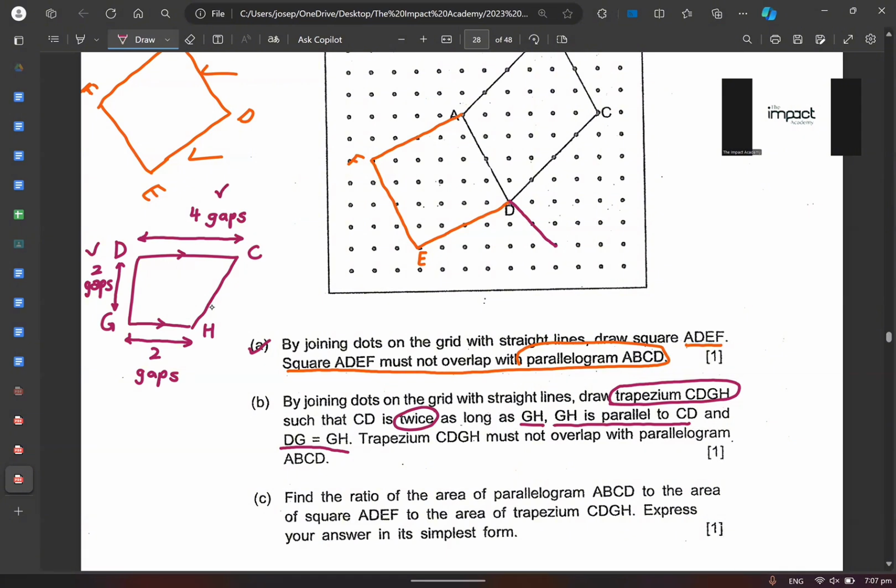We are done with two sides, huh? I'm left with two sides, right? I need my GH, right? How do I find my GH? I put G over here first, right? Okay, so how many gaps do I need for my GH?